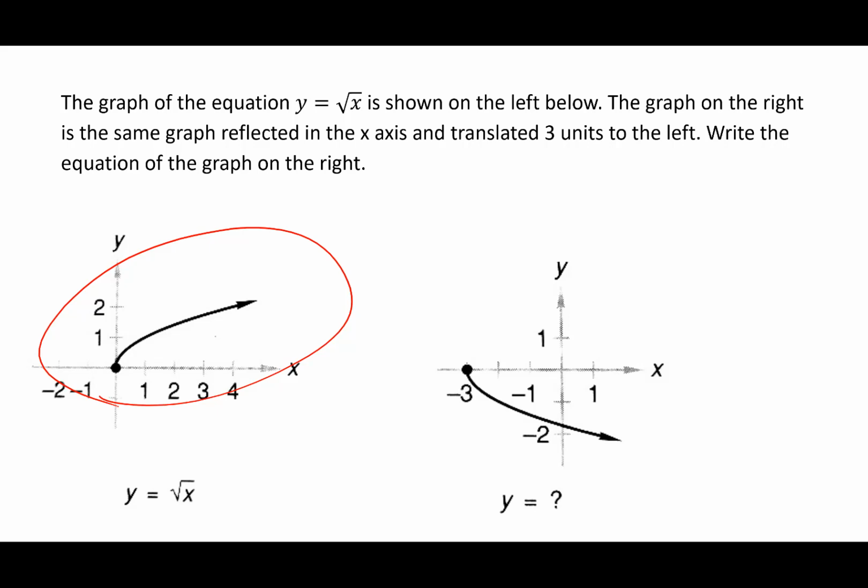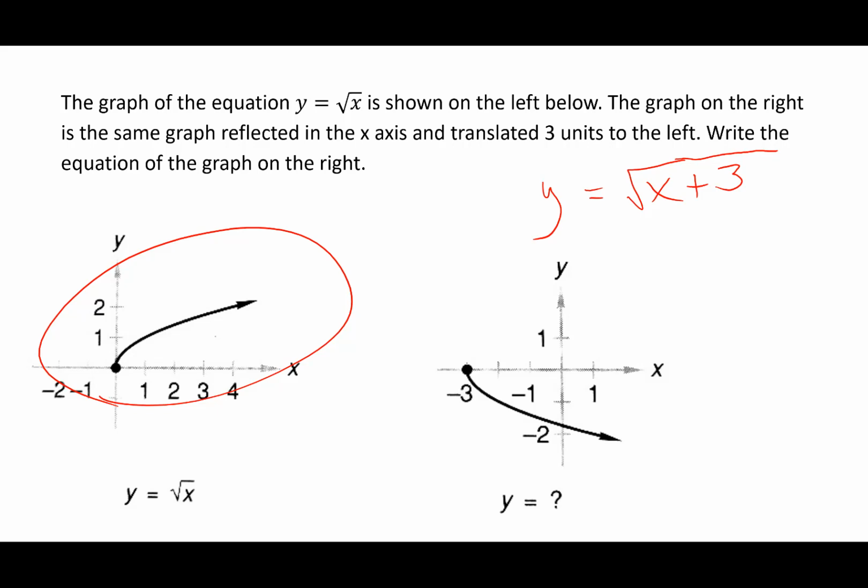So if we're going to scoot it to the left 3 places, we have to add 3 to x. So here's the function. It was the square root of x. Now we're not going to put x in there. We're going to put x plus 3. Because if I want to scoot it to the left, I have to add 3 to my x.